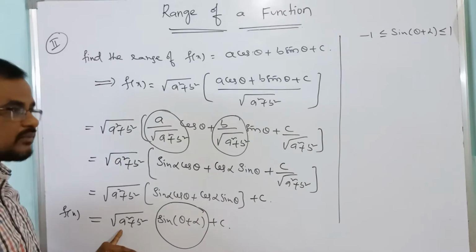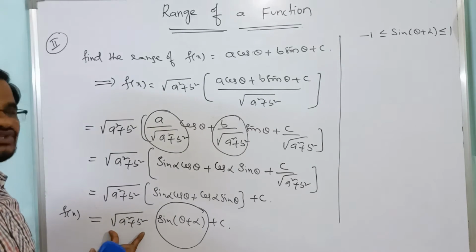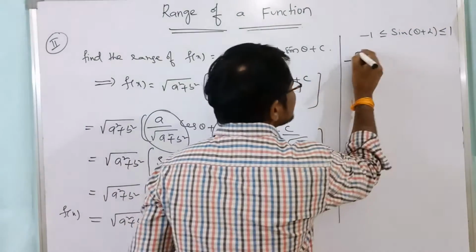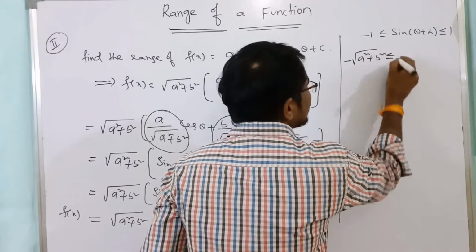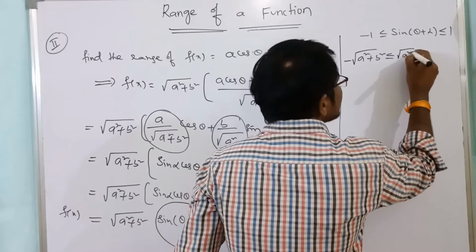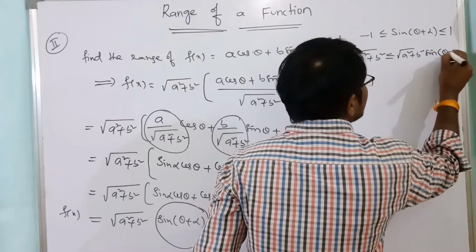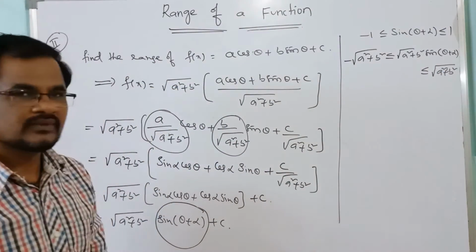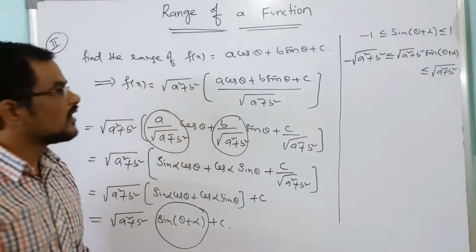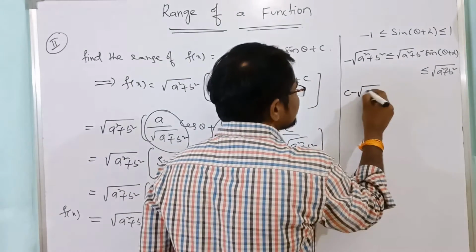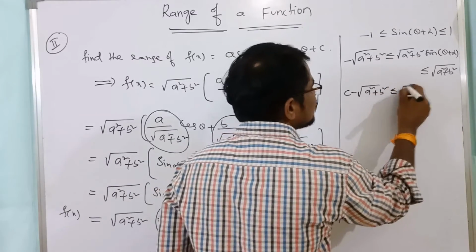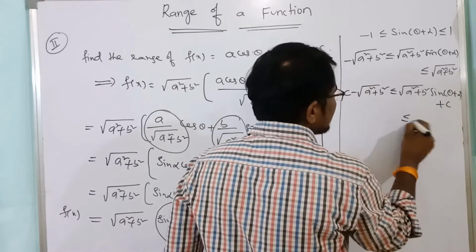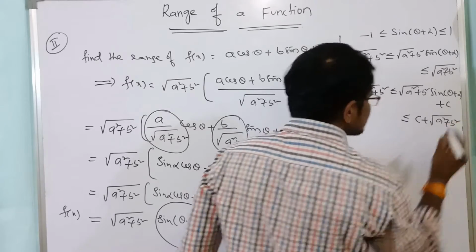Now what you want, again this one multiplies with root of a square plus b square, which is a positive value. So if you multiply with a positive value, the inequality does not change. So that's why minus root of a square plus b square is less than or equal to root of a square plus b square sin of theta plus alpha, which is less than or equal to root of a square plus b square. Okay, again what is there? Plus c is there, and now c minus root of a square plus b square is less than or equal to root of a square plus b square sin of theta plus alpha plus c, less than or equal to c plus root of a square plus b square.